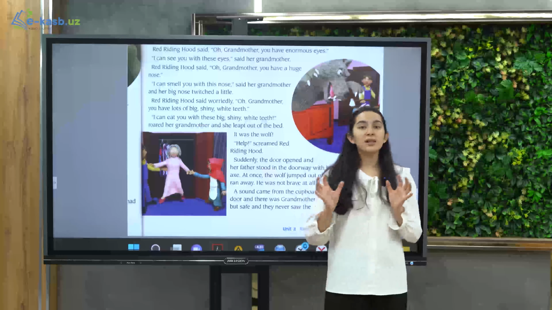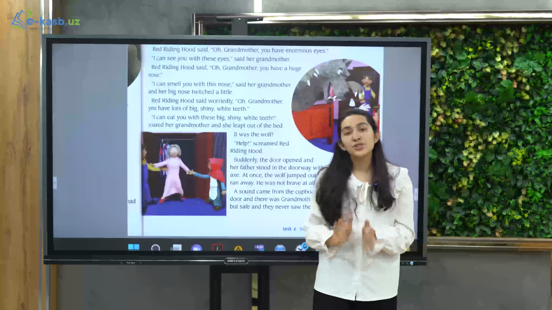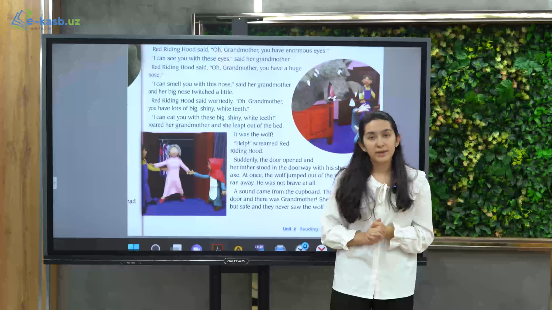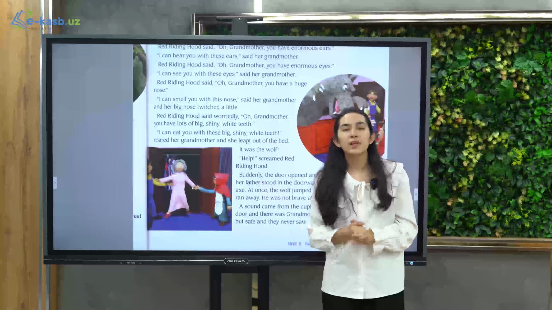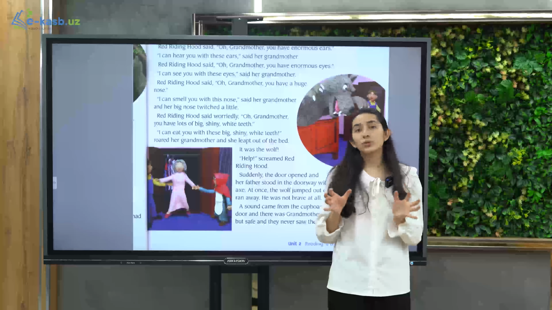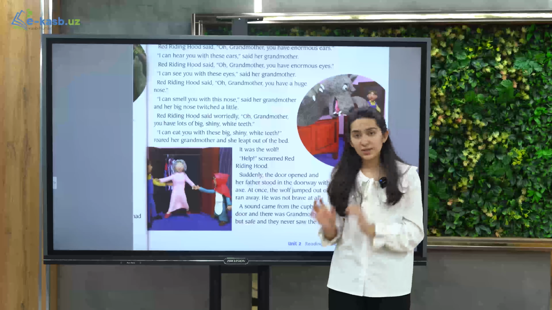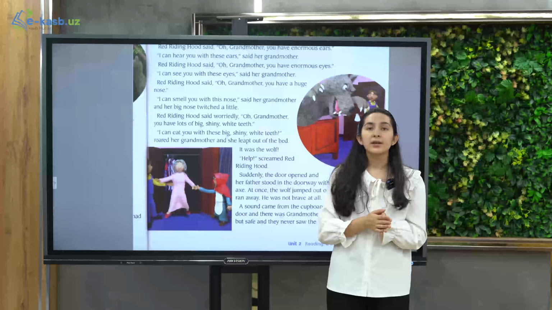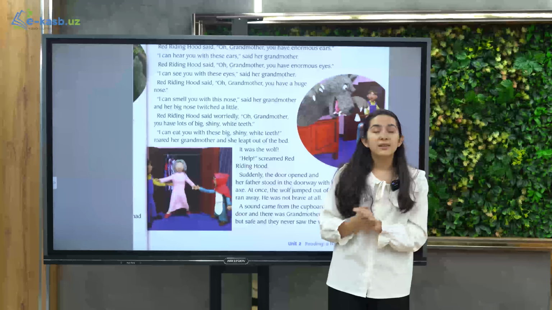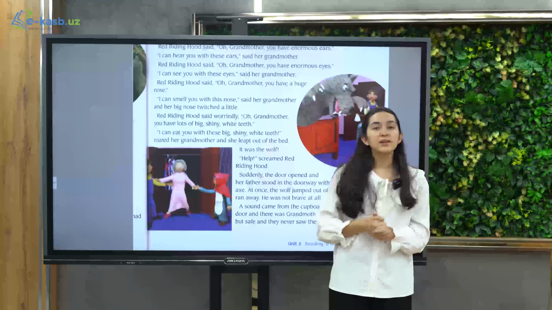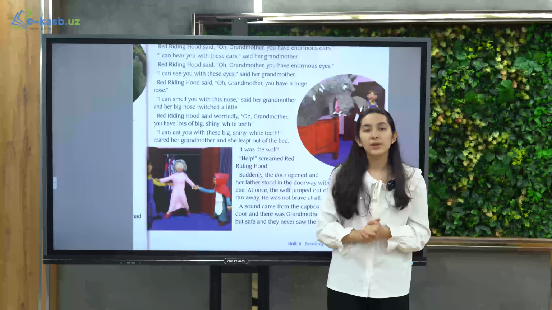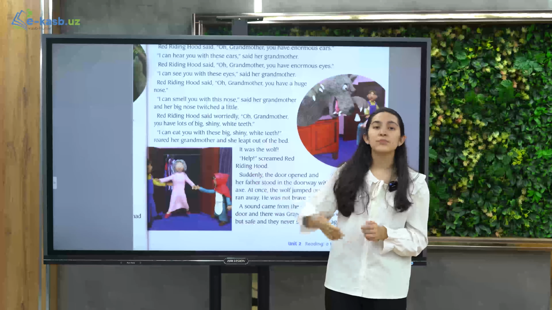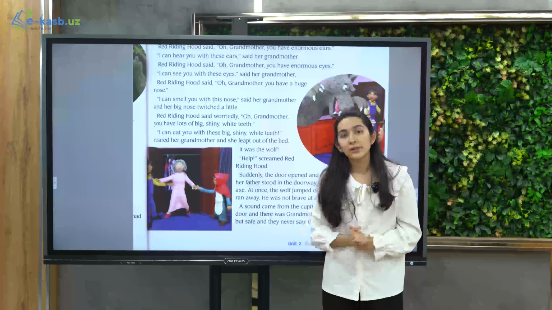So she finally came to her grandmother's home, and then she saw that the curtains were closed, and also she saw her grandmother in the image of the wolf, and she got a little bit confused. Confused means adashib ketdi. Why was her grandmother looking a bit strange?